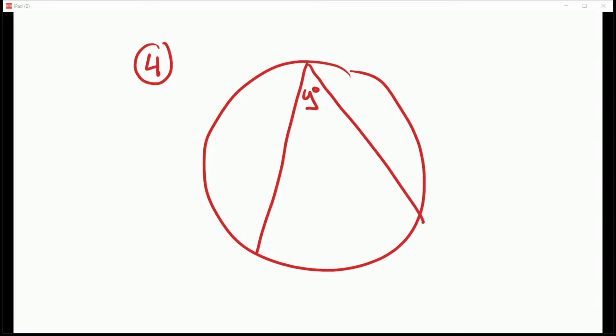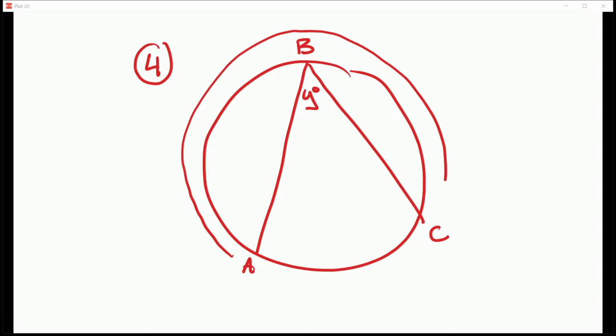This is y degrees. We have A and C and B. And it says that the measure of arc ABC is 3 pi over 2. Okay, so that's this right here. I believe that's the way you're supposed to interpret that. Arc ABC is 3 pi over 2, and we're supposed to come up with y, in degrees, of course.